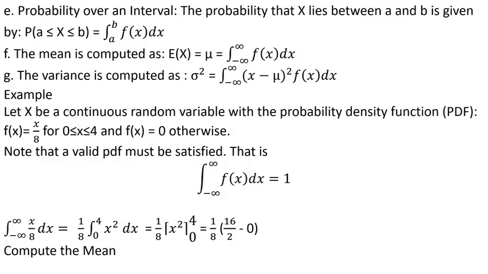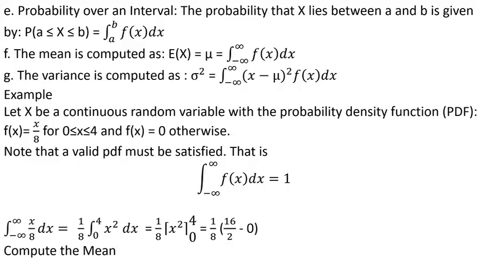Example: let x be a continuous random variable with probability density function. And also note that in a discrete random variable we use PMF, which is the probability mass function, while in a continuous random variable we use PDF, which is the probability density function. Let x be a continuous random variable with PDF f of x equal to x over 8 for x ranging from 0 to 4, and f of x equal to 0 otherwise.